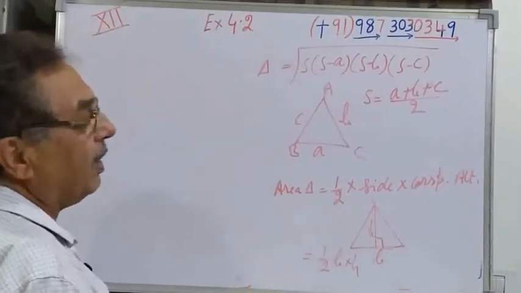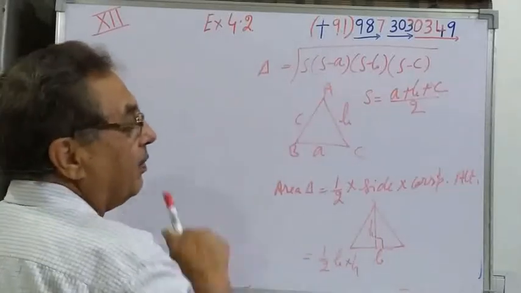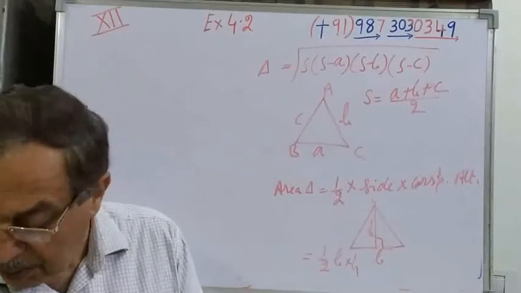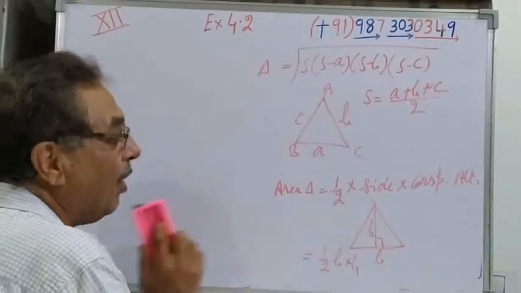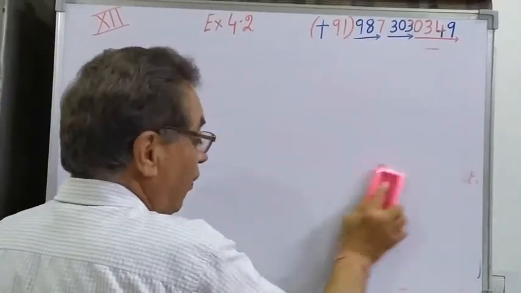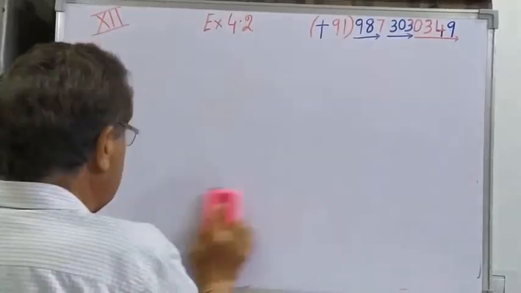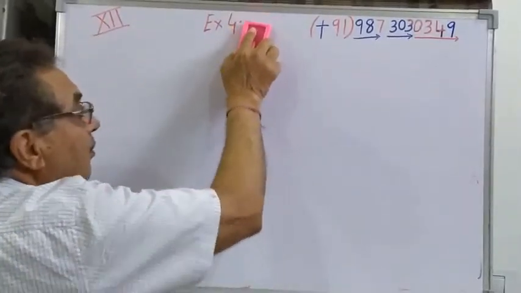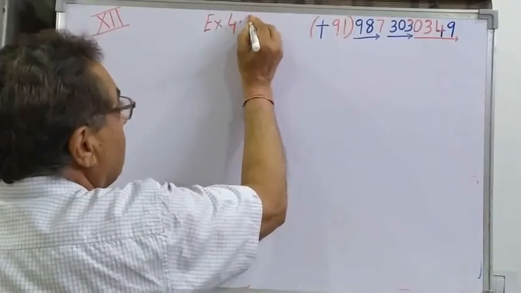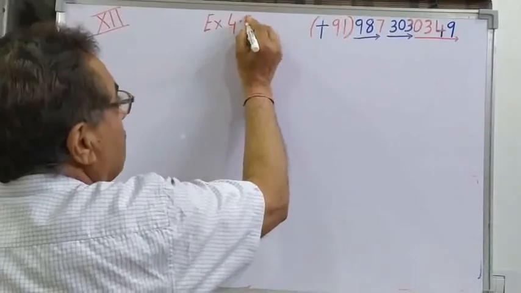Now next, in case the three vertices A, B, C of a triangle are given and we are supposed to find the area of the triangle, we can find that with the help of determinants. So now let us go to the formula for finding the area of a triangle with the help of the vertices. That comes to exercise 4.3. The next topic is finding the area of a triangle with the help of the vertices.